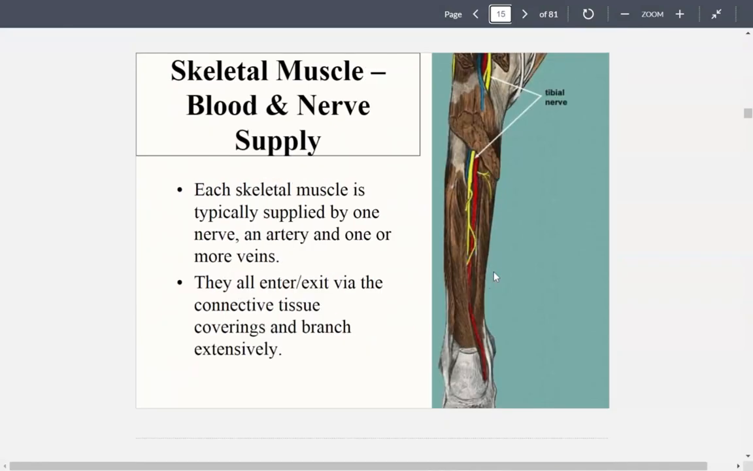So each skeletal muscle is going to be supplied by one nerve, an artery, and then one or more veins. They're all going to enter and exit via the connective tissue coverings and will branch extensively once they get through that outermost membrane.